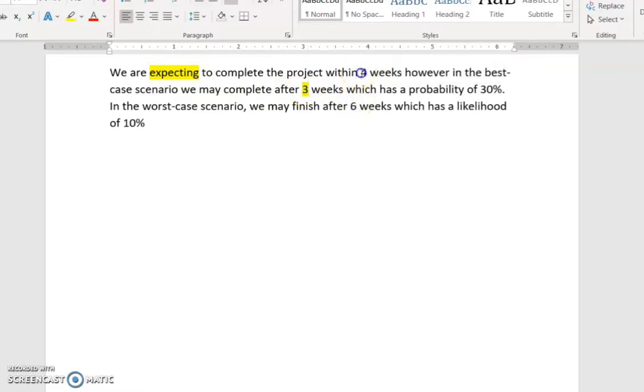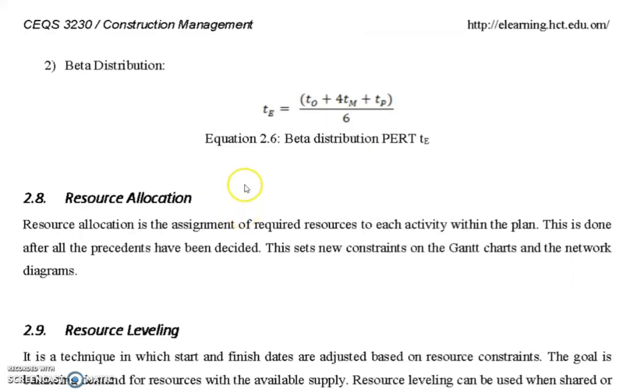Then 4 weeks, which has the probability of 30%. In the worst case scenario, we may finish after 6 weeks. This is pessimistic, which has a likelihood of 10%. So you have 30 and 10, so 40, therefore 60% that the project finishes in this duration, and therefore we can take the beta distribution that we have here.